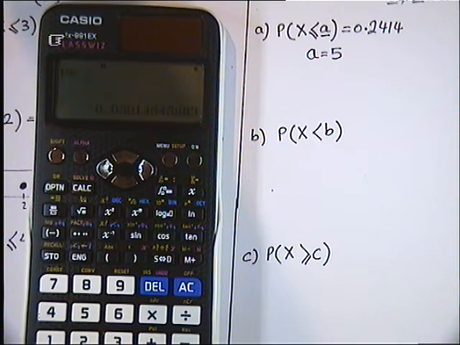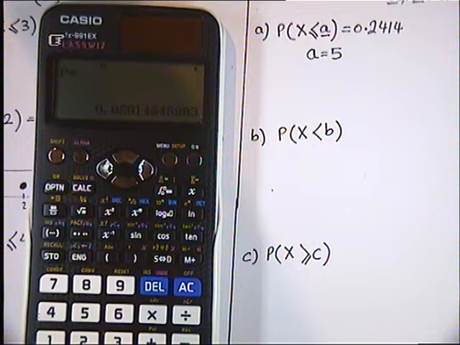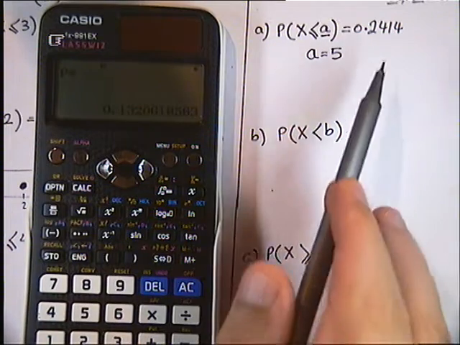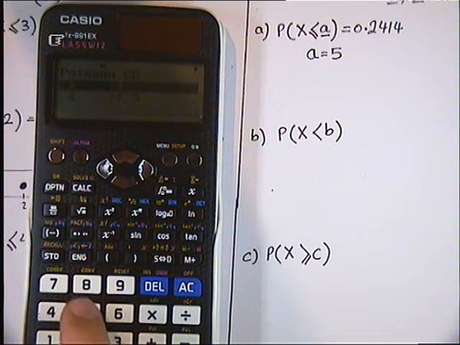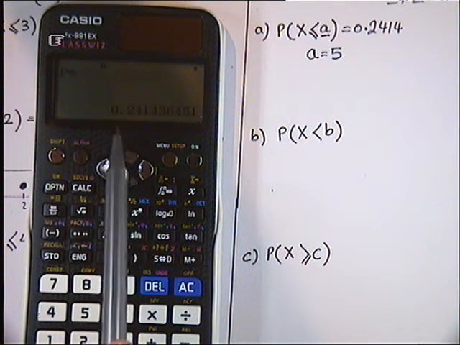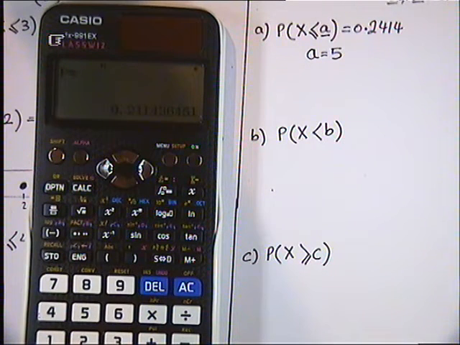What do I get is 0.05, which is smaller than 0.241. Okay, let's try 4, which is 0.13. It's getting closer to 0.24. So therefore, let's move on for one higher, 5. We see it is 0.2414. Okay.